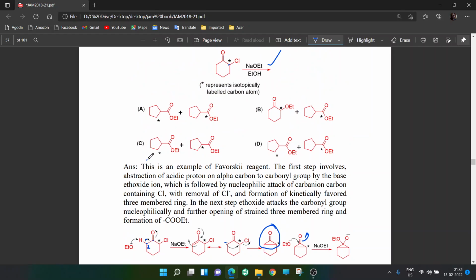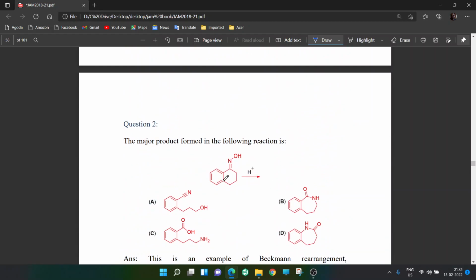Option number C is this 5-membered ring. You are having the star on the COOEt carbon and alpha to the carbon which has COOEt. Right. Moving to the next question. The next question says the major product formed in the following reaction is.